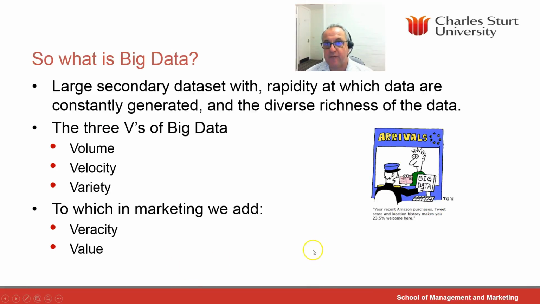And here's an example of where we've got a whole bunch of information: your recent Amazon purchases, tweet score and location history makes you 23% welcome here. What does that actually mean in terms of insights of consumer behaviour? Is 23.5% in this cartoon a good or bad figure?